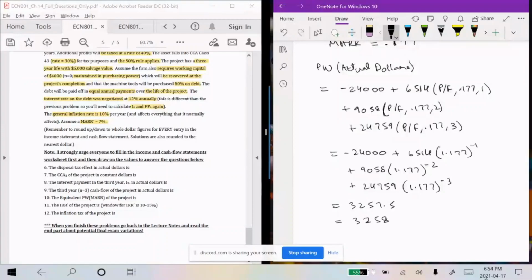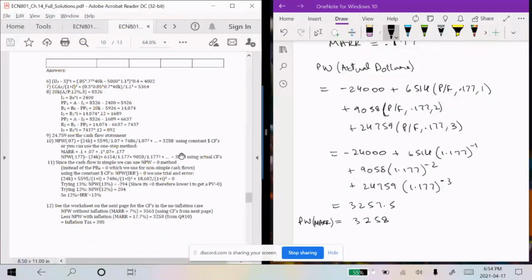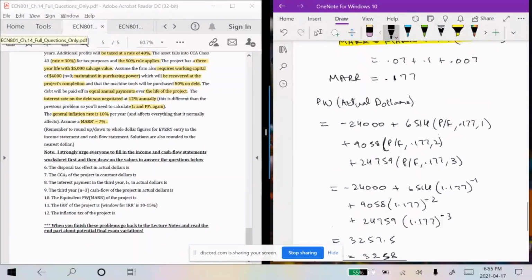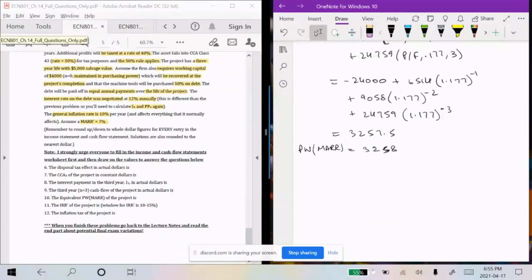Present worth according to MAR. Check if that's right. Is that right? Yep, it is 3,258. Okay. MAR equals 3,258. So do you guys have any doubts till this point? We're almost done. It's just 2 more questions.